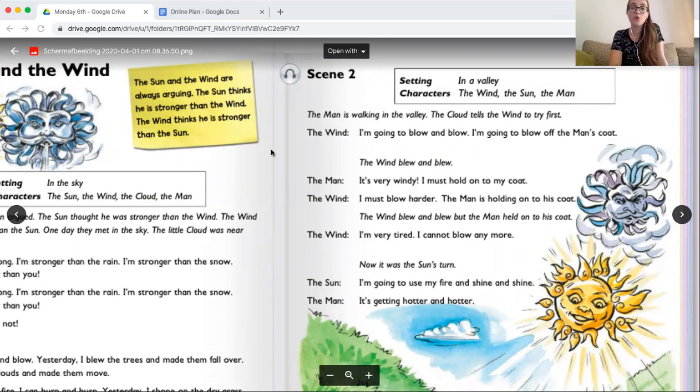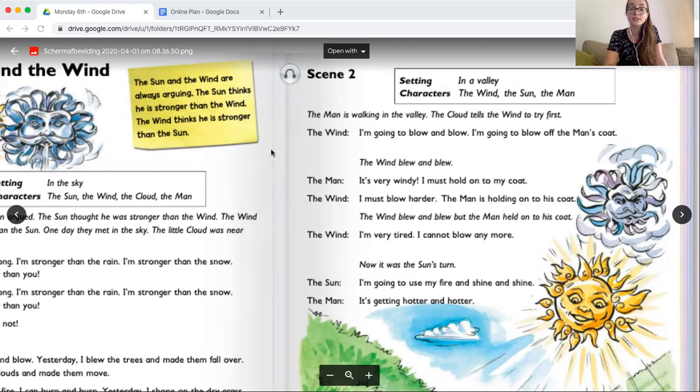I'm going to blow and blow. I'm going to blow off the man's coat. The wind blew and blew. It's very windy. I must hold on to my coat. I must blow harder. The man is holding on to his coat. The wind blew and blew, but the man held on to his coat. I am very tired. I cannot blow anymore.